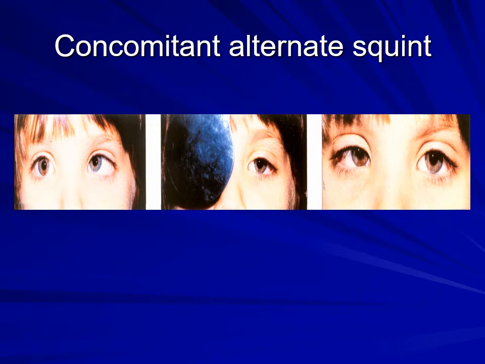In this child, he is fixing by the right eye and squinting by the left eye in the left picture. When we start the cover test, we covered the fixing eye, which is the right eye. So the left eye took over the fixation, and after removal of the cover we find that the right eye is squinting and keeps squinting. So this patient, whenever you give him the option, he can fix by the right eye or by the left eye. So this is concomitant alternating squint.